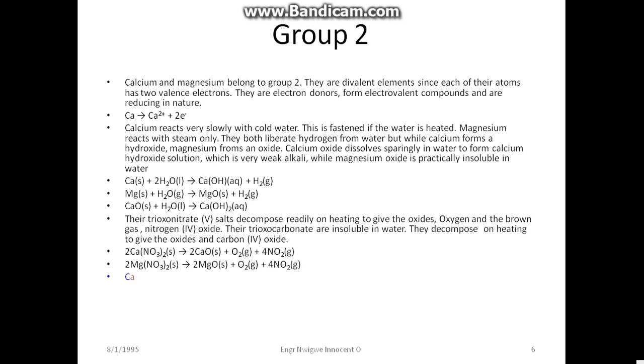Calcium trioxocarbonate solid will give calcium oxide plus carbon 4 oxide gas. Magnesium trioxocarbonate solid will give magnesium oxide plus carbon 4 oxide.